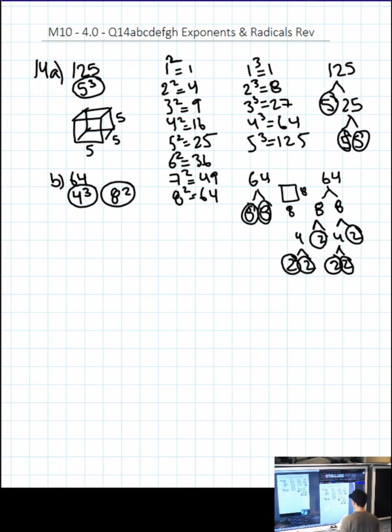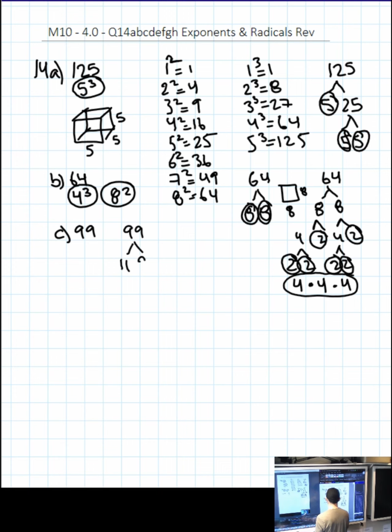Therefore, it's also a perfect cube, which is simply 4, 2 times 2, times 4, 2 times 2, times 4, 2 times 2. So we have 3 fours. Therefore, it's a perfect cube, 4 cubed. Okay, C, 99. If we do a prime factorization tree on 99, we're going to get 11 times 9. It is neither.